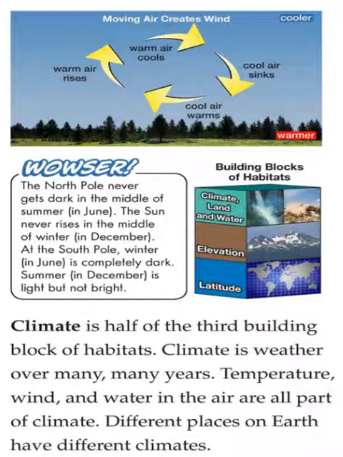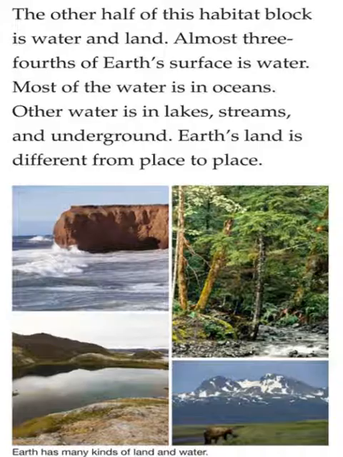Climate is half of the third building block of habitats. Climate is weather over many, many years. Temperature, wind, and water in the air are all part of climate. Different places on Earth have different climates.